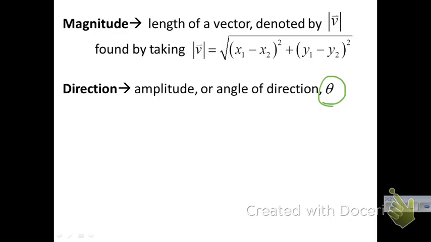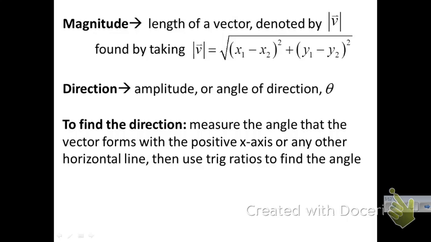We use theta to represent direction. It's sometimes called amplitude or sometimes the angle of direction. To find the direction, you're going to measure the angle that the vector forms with the positive x-axis or any other horizontal line. And then we'll use trig ratios to find the angle, and that's important. We're going to use our trig ratios to find the angle, and because we're looking for an angle, we're going to be using an inverse.